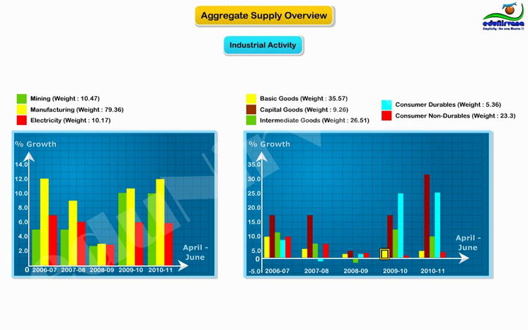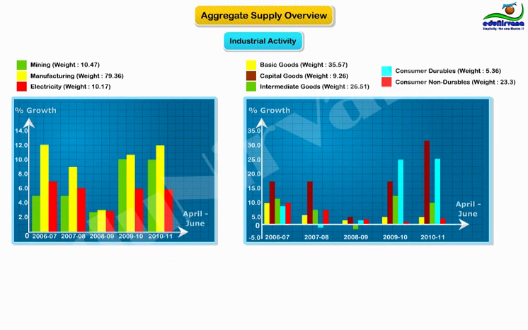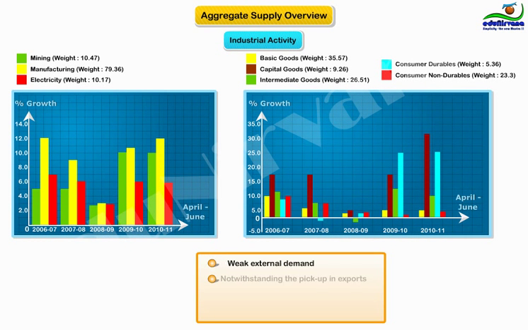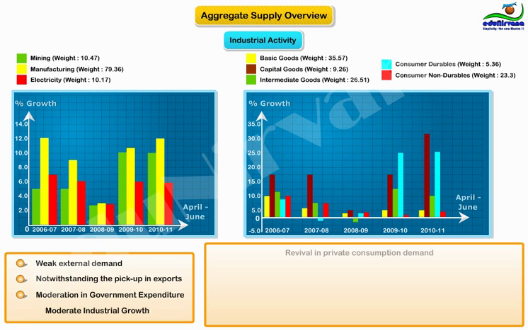The recovery in the intermediate goods segment, that is 13.6%, was initially driven by the turnaround in inventory cycle, followed by a strong recovery in investment demand. Weak external demand notwithstanding, the pickup in exports and moderation in government expenditure on account of the fiscal exit could moderate industrial growth. Revival in private consumption demand, therefore, would be critical for sustaining the recent performance of the industrial sector.